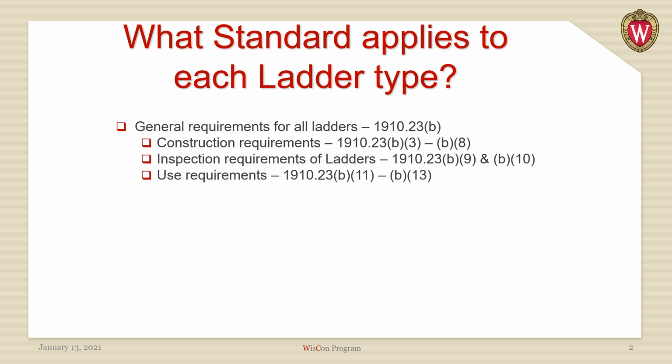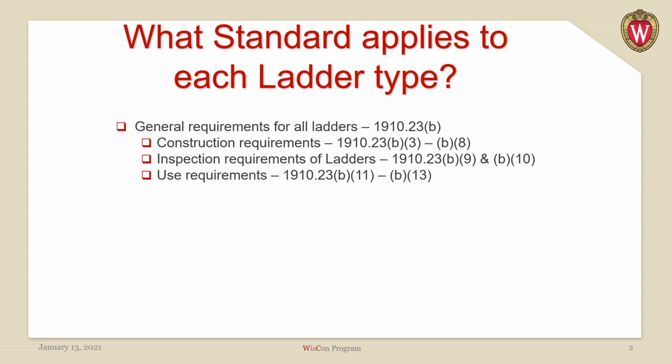The next part that you'll see broken out is the inspection requirements for ladders, and that's 1910.23 subparagraphs B9 and B10. This is an important aspect because this is talking specifically about ensuring that you're documenting your inspections of your ladders before each use, and that you're also labeling or removing them from service if you do find structural or other defects.